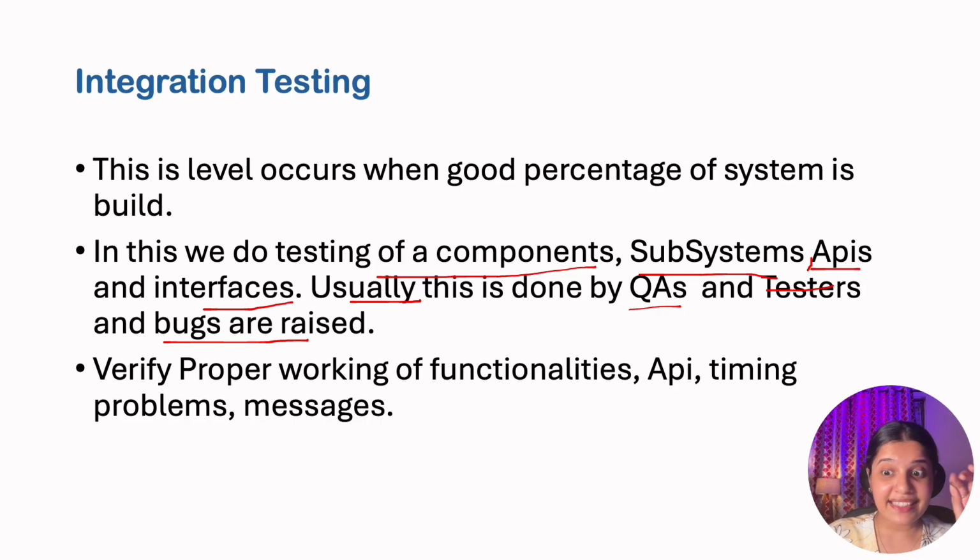So these levels come under STLC, the software testing lifecycle. Now, the last point is to verify proper working of functionalities, API, timings, problems and messages. So in this, we verify everything. Testers verify that the functionalities are working fine or not, going through the documentation, that the API is working fine, that timing problems are not there, that if we are initiating an API, it is giving us a quick response, not taking more than milliseconds, and that if there are any messages which need to be shown to a user, the messages are shown properly. So all of that major testing is done over here.